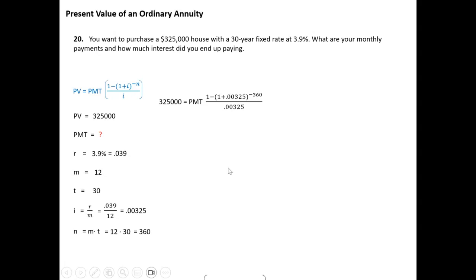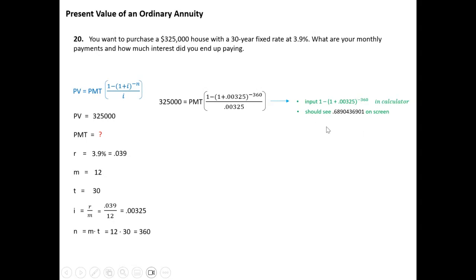So we'll plug into the formula. Again, I'm going to show you how to use a calculator in one steady flow. First, we enter the numerator, which is 1 minus parentheses 1 plus 0.00325, close parentheses, to the power of negative 360. And this is what you should see on your calculator screen.